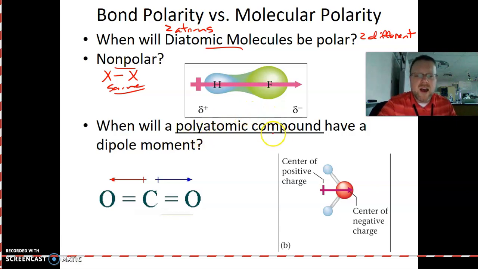Now, if you get a polyatomic compound, this gets a little bit more complicated. I'm not going to spend too much time on that right now because we'll come back to it in a later lesson.